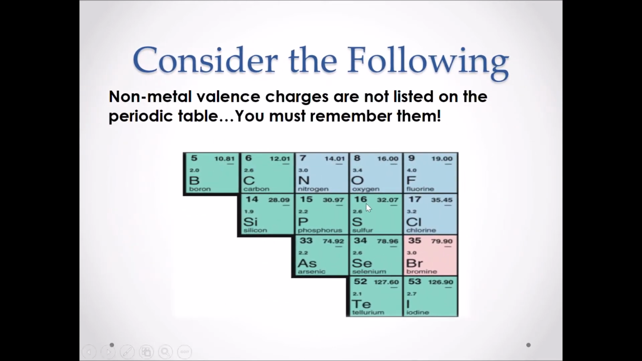Consider the following. Non-metal valence charges are not listed on the periodic table. That means you must remember them. Don't forget that each group has the same valence charges for every atom going downwards.